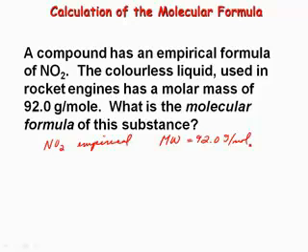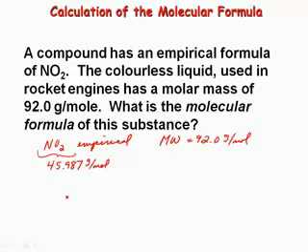Essentially, to find the molecular formula, I want to know if the empirical is the same as the molecular, or if the molecular is some multiple of the empirical. And so what we're going to do is look at the molar mass of the empirical. So the molar mass of NO2, with 1 nitrogen and 2 oxygens, is about 45.987 grams per mole. And so again, I want to know how much bigger the molecular is than this empirical.